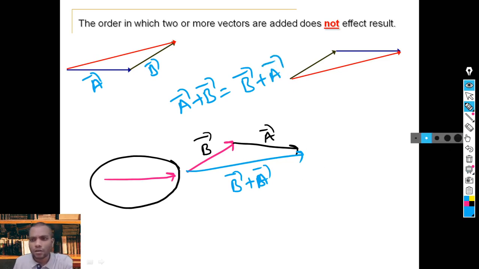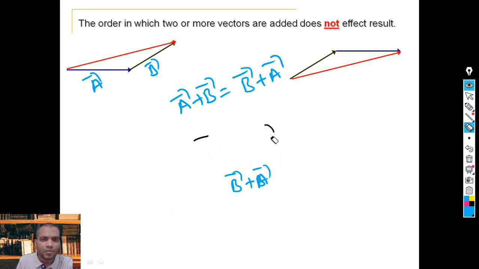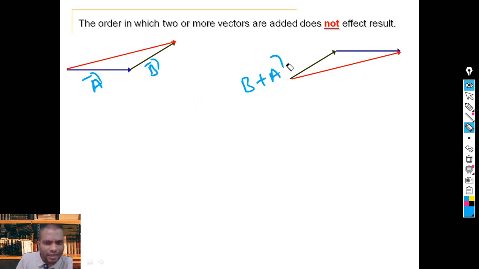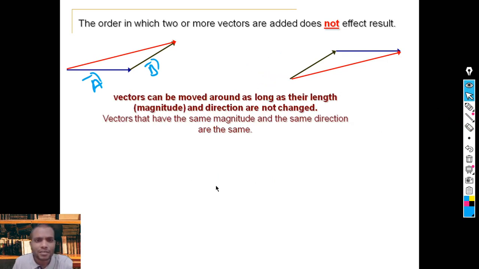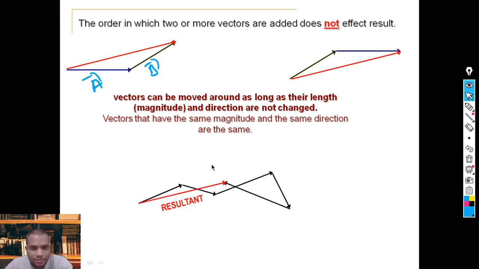This is called the commutative law of addition. Vectors follow this law, so you can add them in any order, there is no problem. But keep in mind that we should not change the direction. Vectors can be moved around as long as their length and direction are not changed, and vectors that have the same magnitude and the same direction are the same.